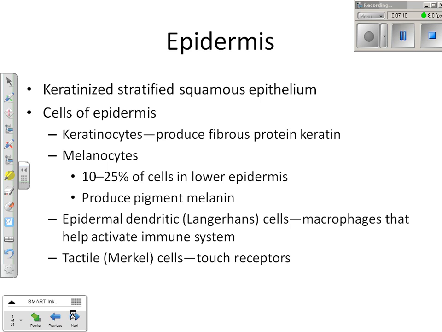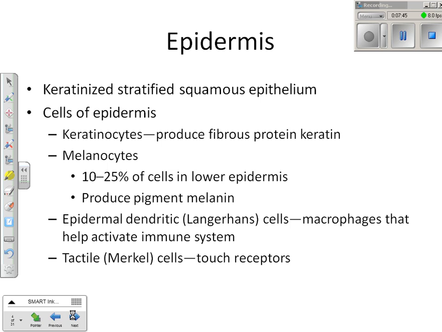And then we also have melanocytes in our epidermis. Melanocytes are extremely important as well. They're 10 to 25% of cells in your lower epidermis, and they produce a special pigment called melanin. Melanin is super important. It protects the DNA in our cells, and it's also what basically causes you to have skin color. So individuals who have darker skin typically have more melanocytes, making more melanin. And that's a good thing because it does protect the DNA in each cell.